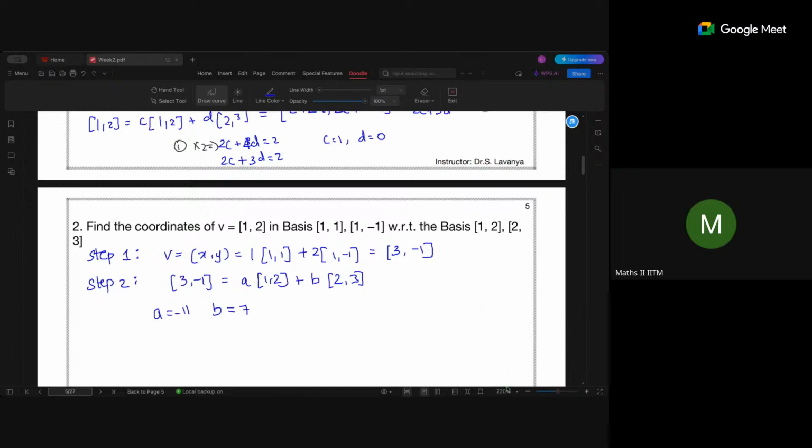Ma'am, how did you verify the answer? Where did you substitute it? I verified it like this: I put a for the first coordinate and b for the second coordinate and saw whether I got the first coordinate. That is, minus 11 times 1 plus 7 times 2, I saw whether it is 3. In the same way I checked whether minus 11 times 2 plus 7 times 3 gives minus 1. I'm actually just checking the equations. That's what I checked. Okay, fine, good.